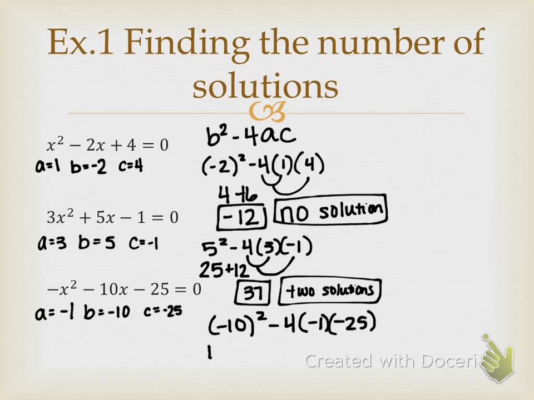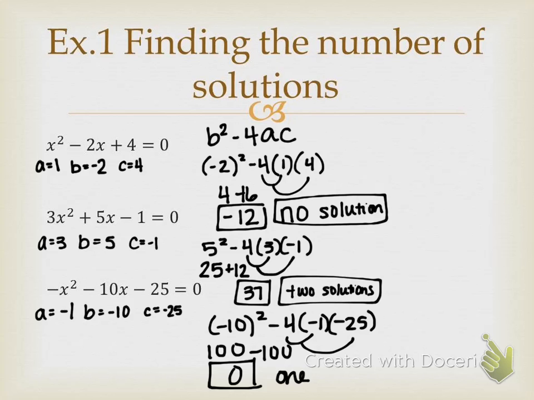Negative 10 squared is 100. Negative 4 times negative 1 is positive 4. Positive 4 times negative 25 is negative 100. Well, 100 minus 100 is 0. So my answer is 0, and the number of solutions I'm going to have is 1.